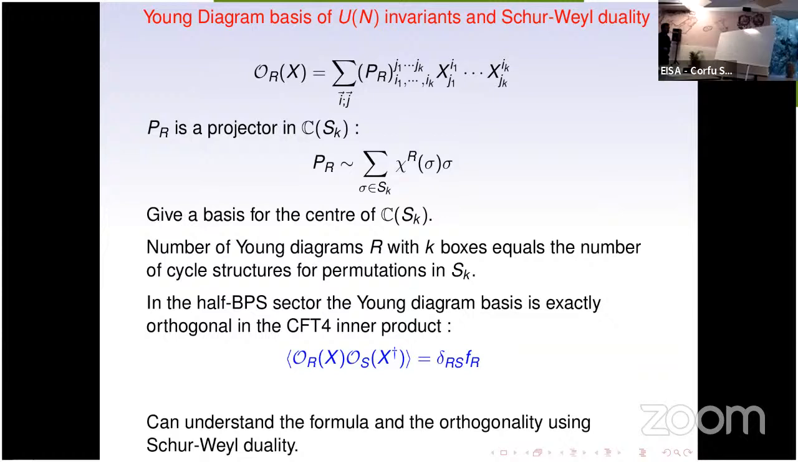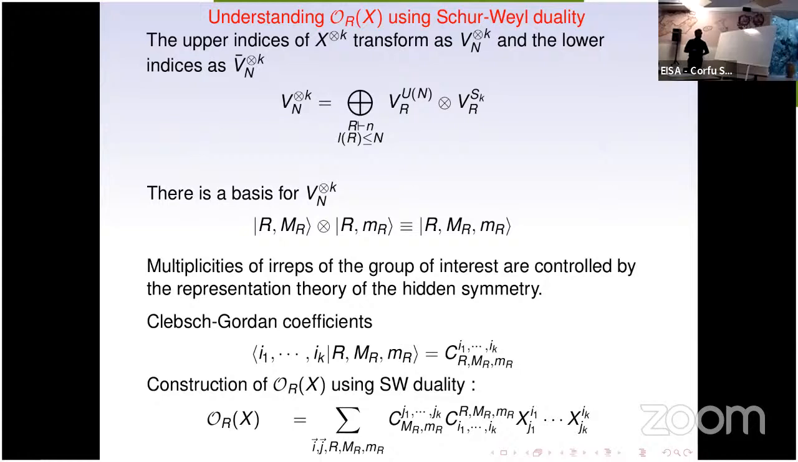And another aspect is that this orthogonality and this whole construction can be understood using Schur-Weyl duality. And this comes up because we had all these K indices in the X's. So that transforms as the fundamental tensor K. You can decompose that as a direct sum of Young diagram representations of UN. And the multiplicities of UN representations are precisely controlled by SK representations. So on the right-hand side, there's a basis given by states in a UN irrep and an SK irrep. So using that is another way to understand this. Once you know how things transform, you have upper representations and lower representations. You think about how to build an invariant. And that leads to this very useful formula.